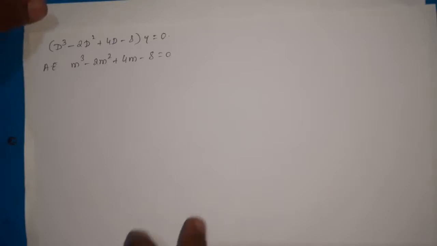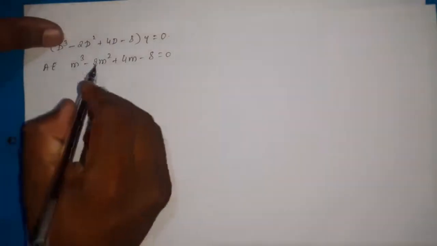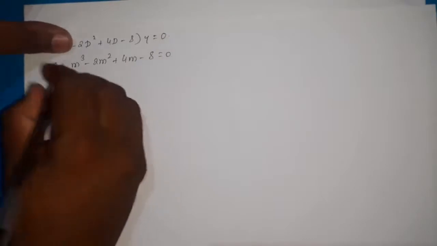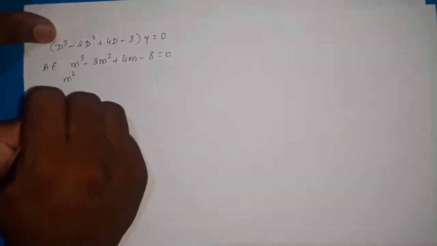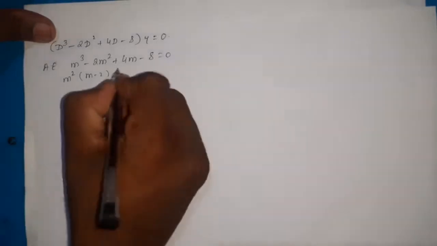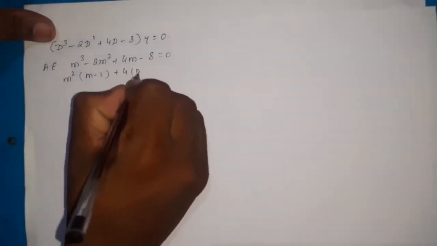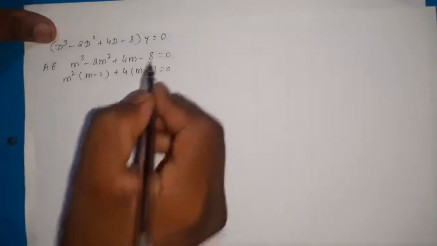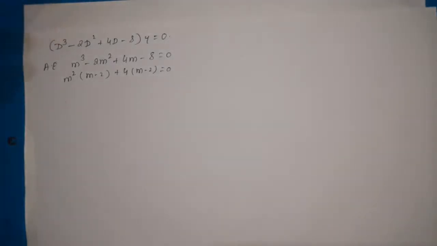So, this can be written as: in the first two terms we can take m square common, and in the remaining terms 4 common, giving m square (m minus 2) plus 4 (m minus 2) equal to 0. This can be solved by using synthetic division or by using factorization. Here factorization is possible, so we are going to find the roots by factorization.